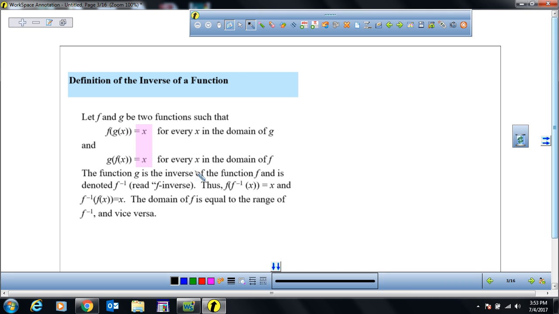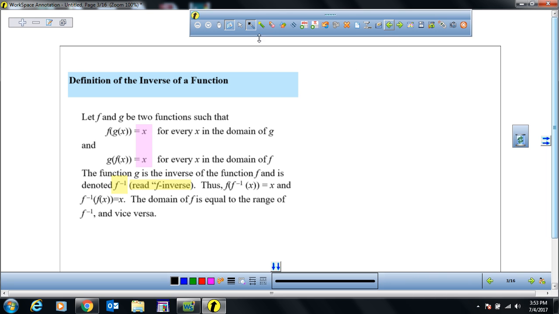that the function g is the inverse of the function f, and the inverse is denoted with the symbol f raised to the -1 power. That is read as f inverse, or the inverse of f. Okay. So once again, the two functions are inverses of each other if when you do the composition f of g and g of f, both of them must equal x.